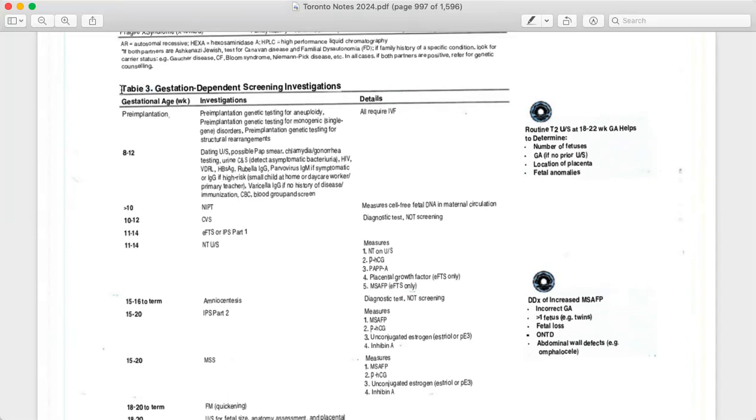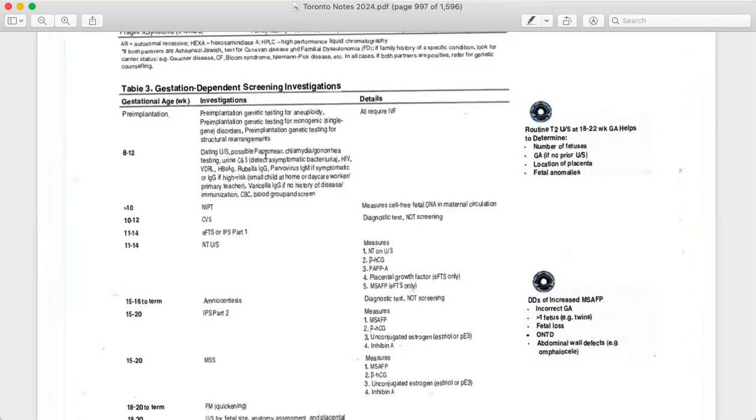Okay. So what happens is in pre-implantation, what you are going to do is pre-implantation genetic testing, because if the person is coming to you and she is not able to get pregnant, what are you going to do? So this is pre-implantation. So you will require IVF. So that's why you need to do all this pre-implantation genetic testing for aneuploidy, monogenic, and genetic testing for the structural rearrangement.